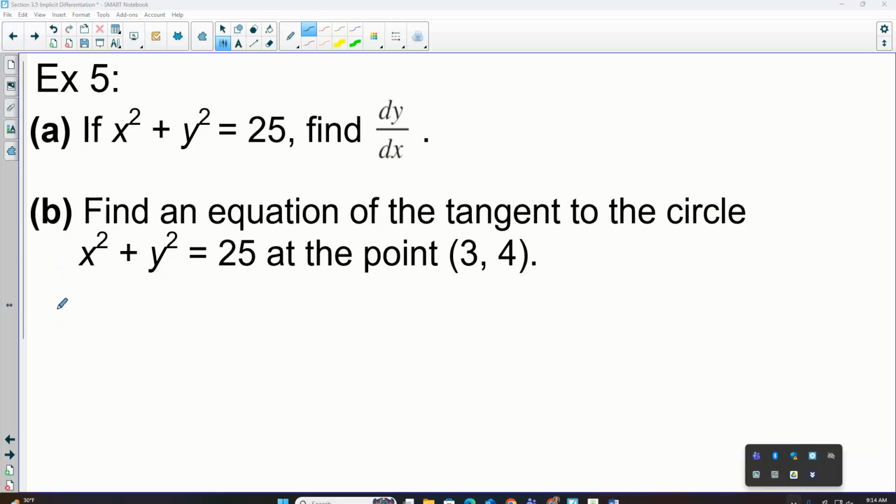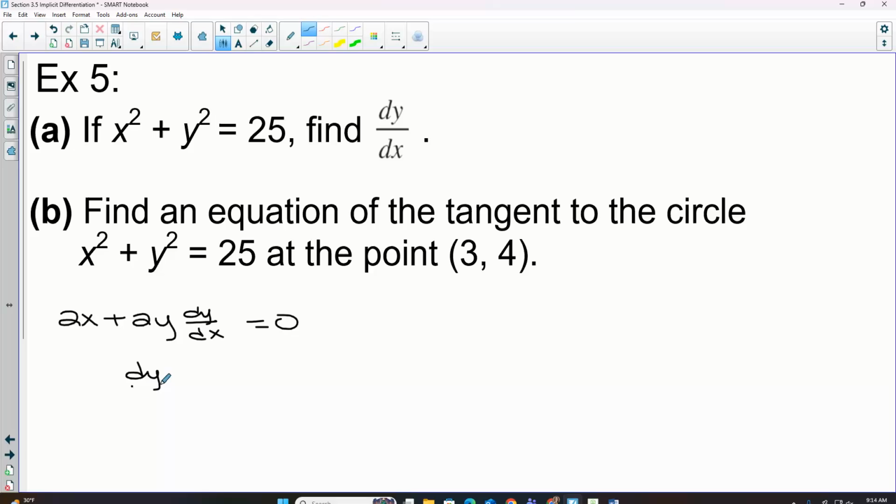line. So your derivative, you get 2x plus 2y dy dx equals 0. So if you subtract over your 2x and divide by 2y, you should get negative x over y for part A. And we had to solve for that because I specifically asked for dy dx. Part B, I want the equation of the tangent line at (3, 4).